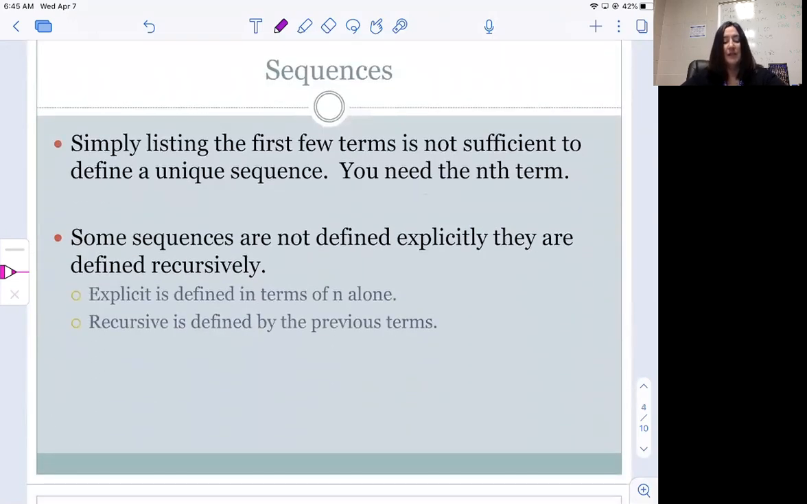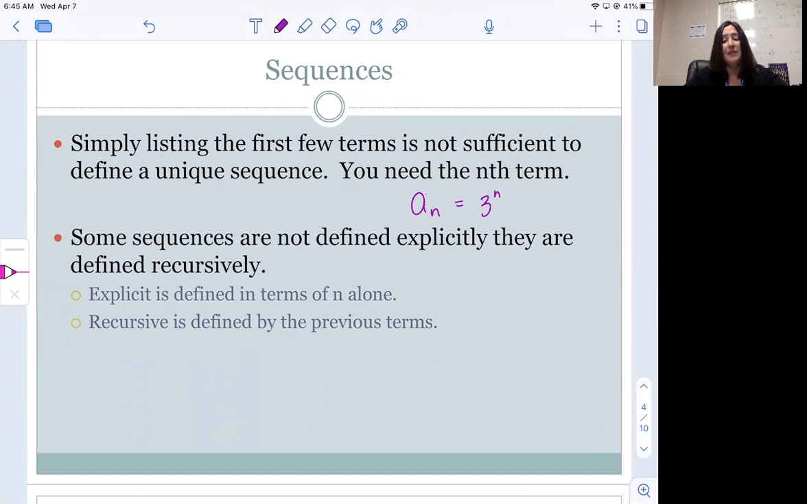For a sequence, you can't just list the first few terms. That's not a significant amount, and it's not sufficient to define a unique sequence. You need the nth term. You need something that would say an equals 3 to the n, or some kind of equation, to be able to denote a specific sequence.